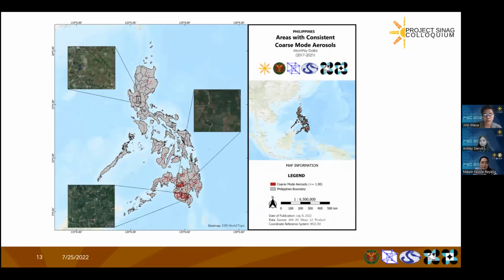The next map shows areas with consistent coarse mode aerosols. The highlighted part in the upper left is a place in La Paz, Tarlac, in the right part it is a place in Parang, Maguindanao, and the lower left part is a place in Tupi, South Cotabato.